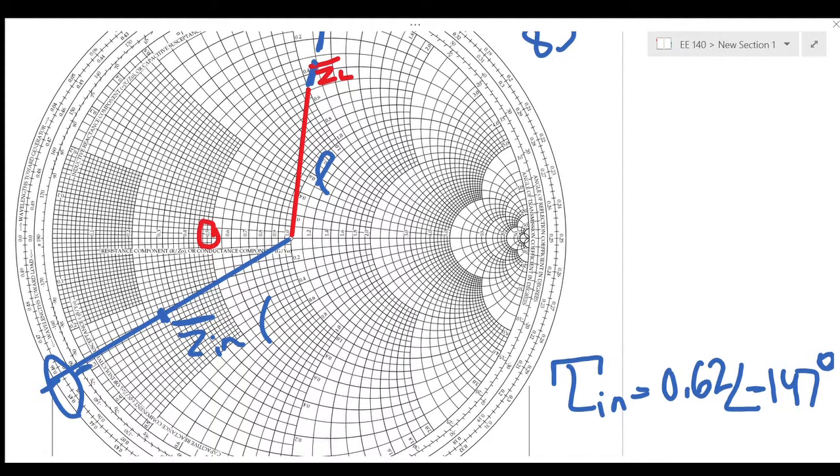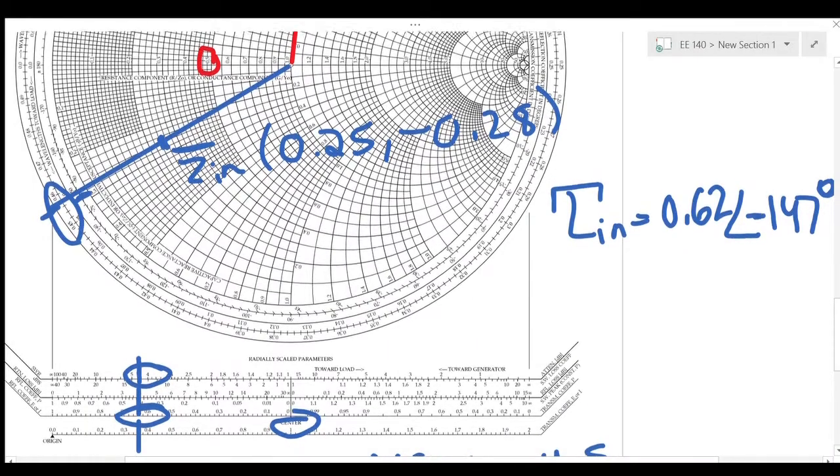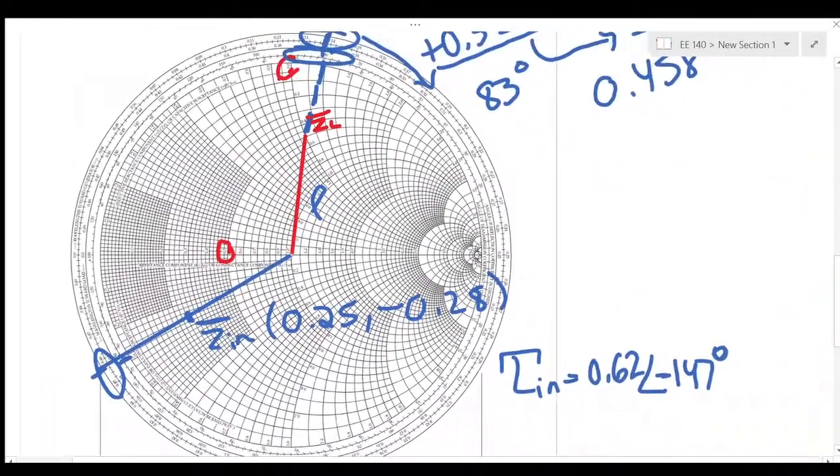the real part is 0.25, and the imaginary part is negative 0.28. Yeah, let's just say 28. So that's our Zn.